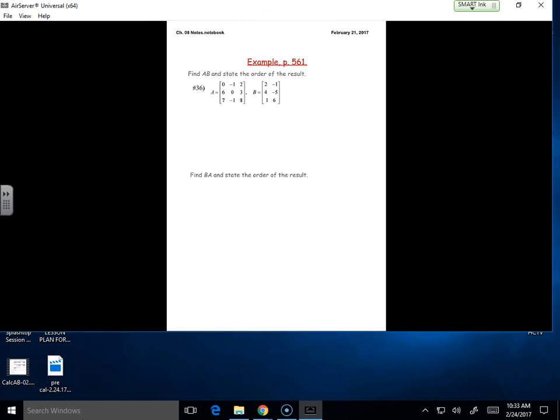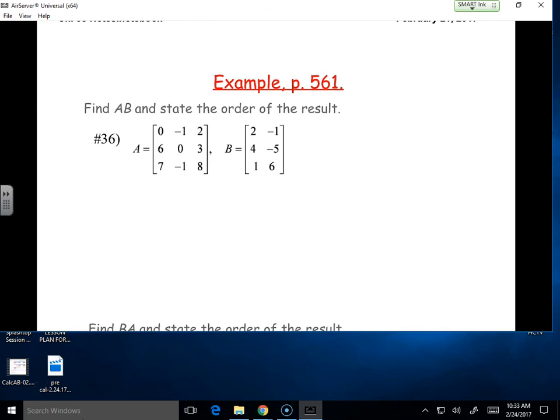I'm going to do it too, then we can check. If you're doing mental math, just please be careful. You guys check to make sure it works? Does it work? You know the order of your answer? Yeah, you need to see how. The inners match, we are allowed to do it. The answer is going to be a 3 by 2.